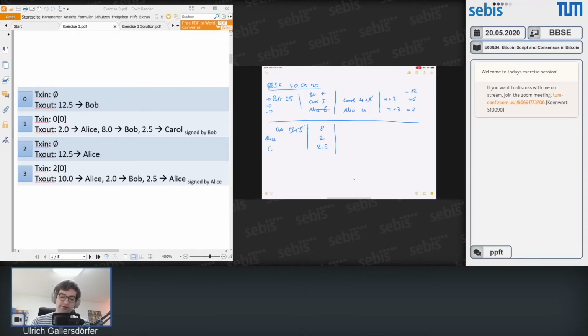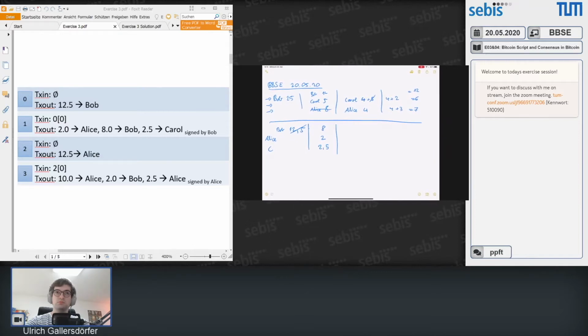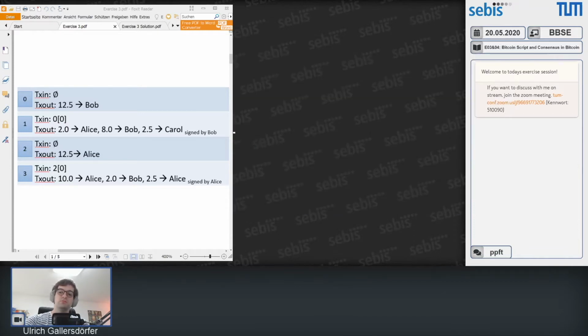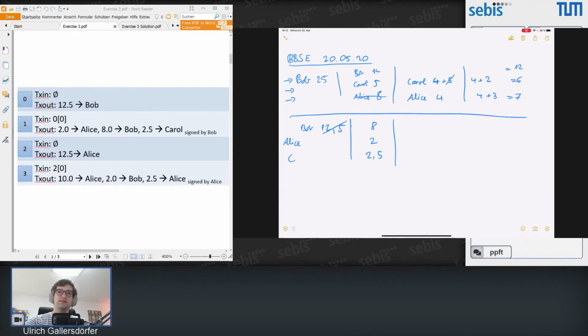So that's spent now. Then in the next transaction, so people write that I should write it bigger. Sorry, just now do it like that. It's ugly on the stream, but then you at least see something. Only for this exercises, and then we move it back. Okay.